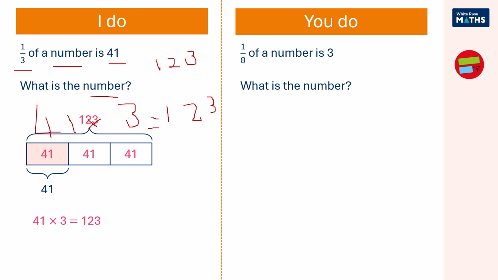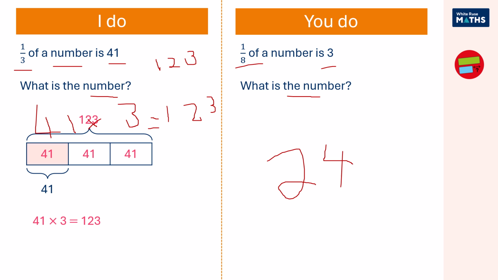Now it's your turn. So you do: 1/8 of a number is 3. What is the number? So again, pause it, guys. Have a look at the I do example, it will help you. And then press play when you're ready. Answer for this: 1/8 of a number is 3. So I'm going to do 3 times 8 and we get 24.